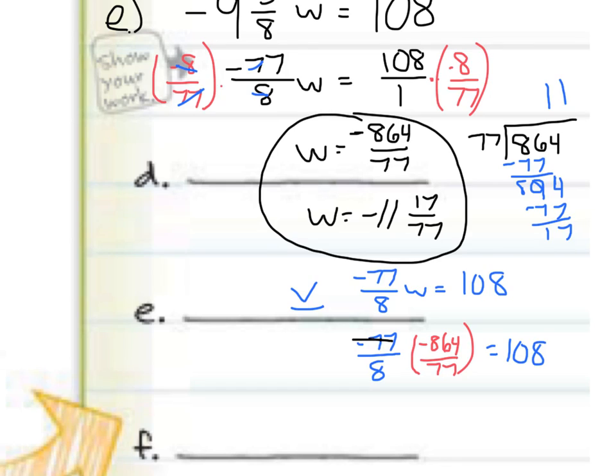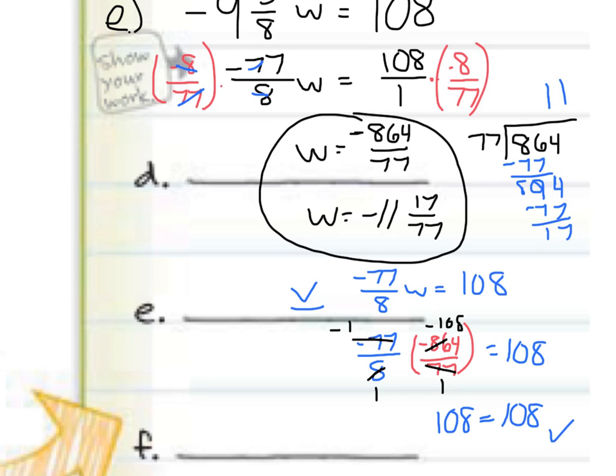Negative 77 and 77 factor out into 1 and negative 1. And 864 divided by 8 can also simplify by dividing by 8. That's 1 and negative 108, conveniently enough. And so as we finish the question, negative 1 times negative 108 is 108, so 108 equals 108. Crazy, but it works.